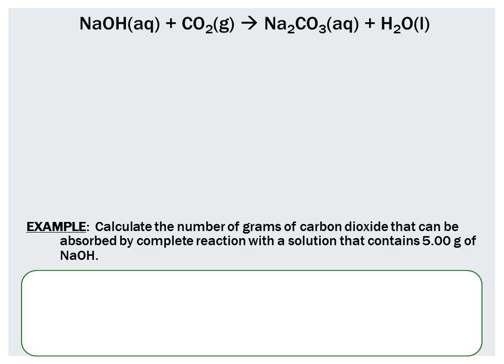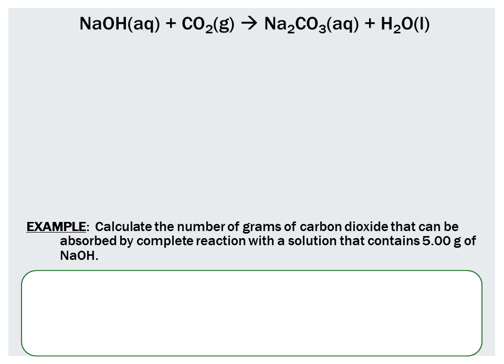So let's look at this other equation. Here's a reaction equation on the top. Sodium hydroxide reacts with carbon dioxide to form sodium carbonate and liquid water.